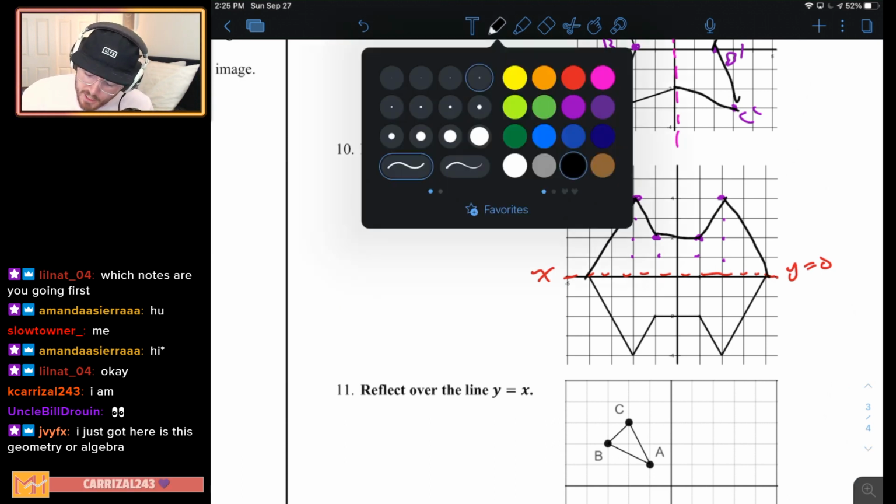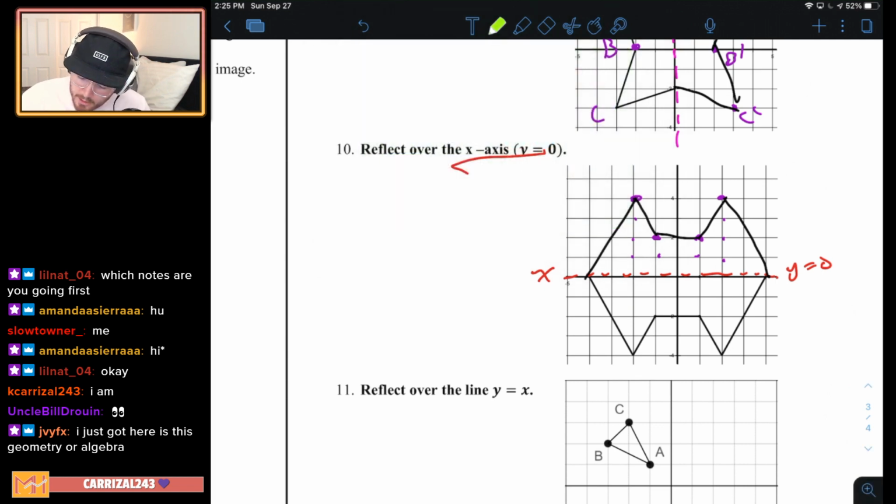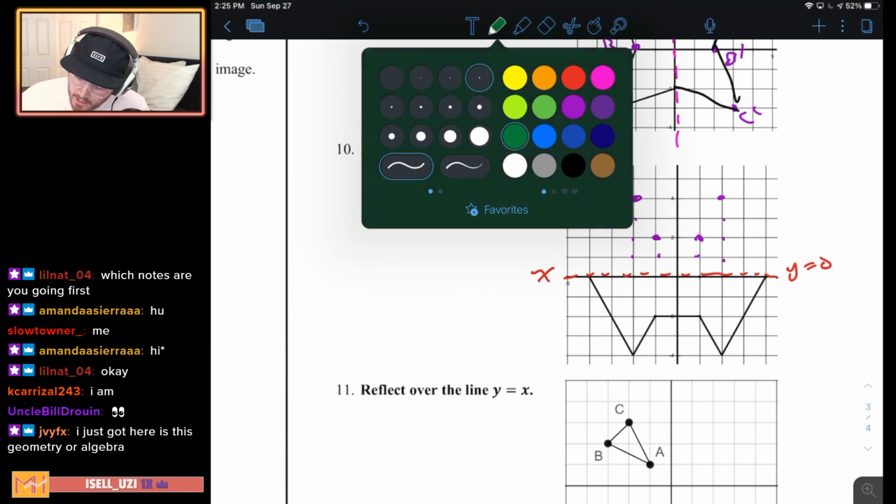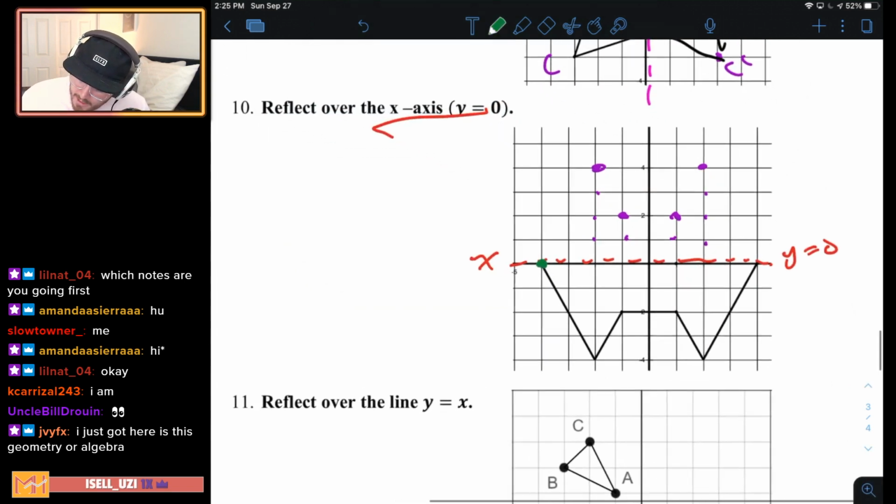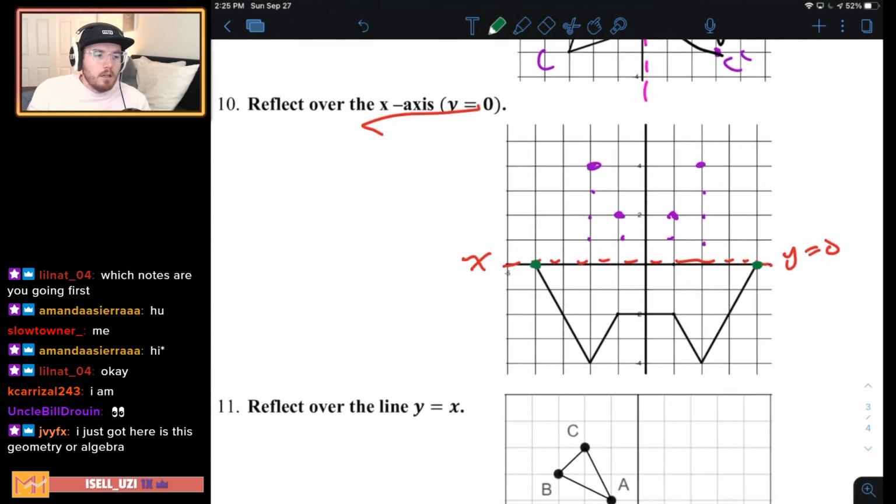Let me point something out here. Actually, let me just erase what I just drew. Technically, there's a point right here, and there's a point right here. Where are they going? Well, they're on the line of reflection. It's like a hinge, like a door hinge.